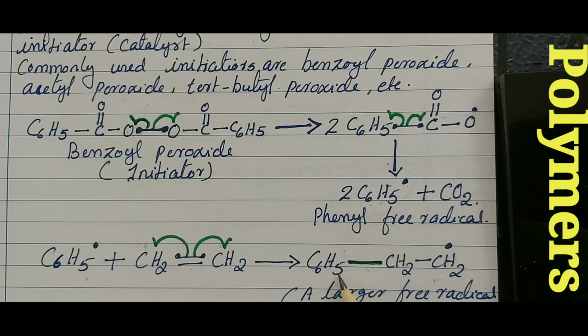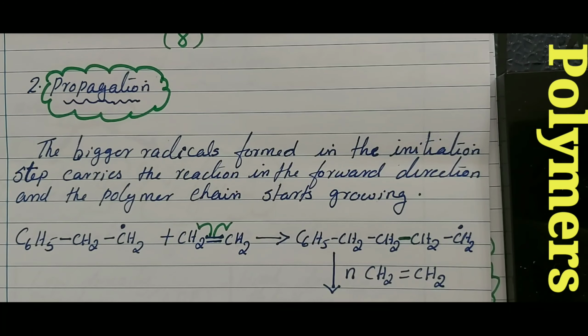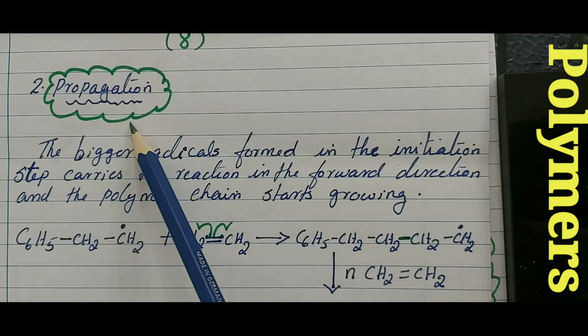Now what happens? To this larger free radical, more and more CH2 double bond CH2, that is ethene, will be added. That means the reaction is propagating. It is moving forward. That is happening in the second step. The second step is called the propagation step. Now we'll see what is happening there. See, this is the propagation step.